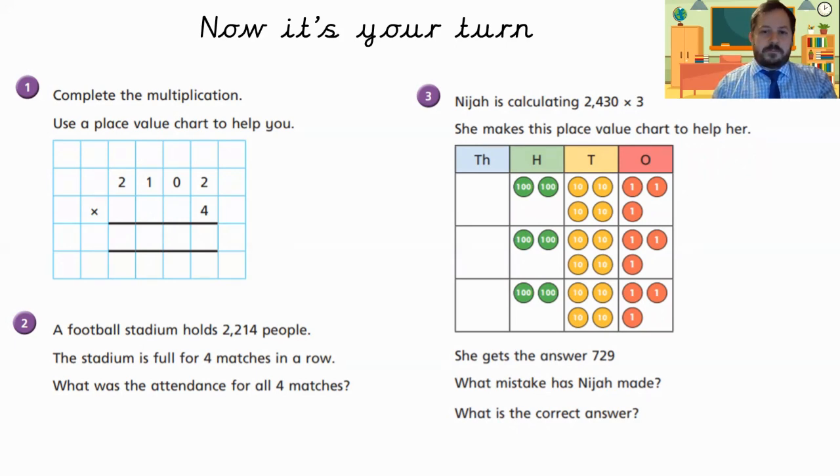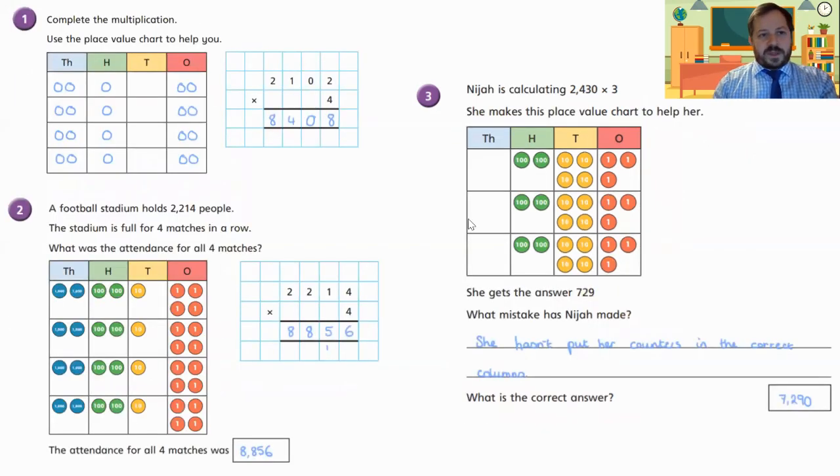Let's have a look. So, first off, we have the first question. This would be what it would look like if we were having a place value chart. You can see the 2 in the ones, we've got none in the tens, we have 1 in the hundreds and 2 in the thousands, and we've got that 4 times, and that gives us the answer of 8,408.